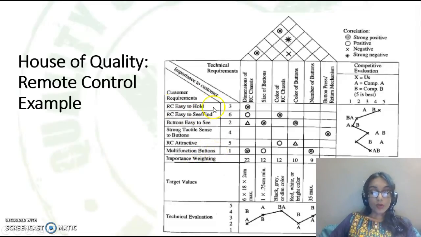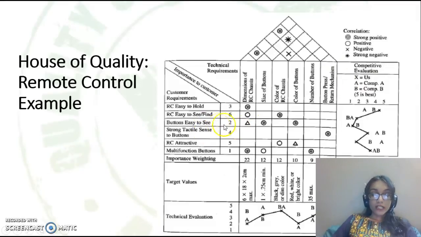Each of these customer requirements has been given a weightage to see how important they are. We can see that the characteristic of it being easy to find has been given the most importance, 6, and it having multifunctional buttons has been given the least importance, that is 1. Here we see the different technical requirements in regards to meeting these customer requirements: the dimensions of the remote control, the size of its buttons, the colors of its buttons, the colors of the remote control, the number of buttons, and the return mechanism of the buttons.